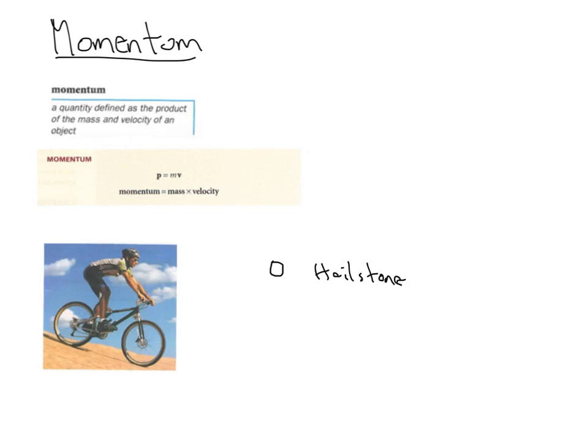So here's a real life example of how momentum is a product of mass and velocity. And so if you have a really big velocity, you can still have a small mass and have a big momentum.